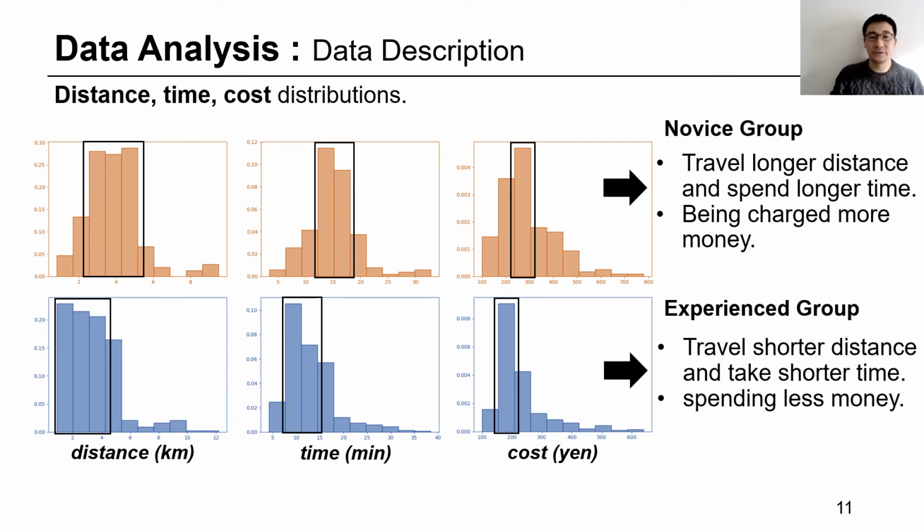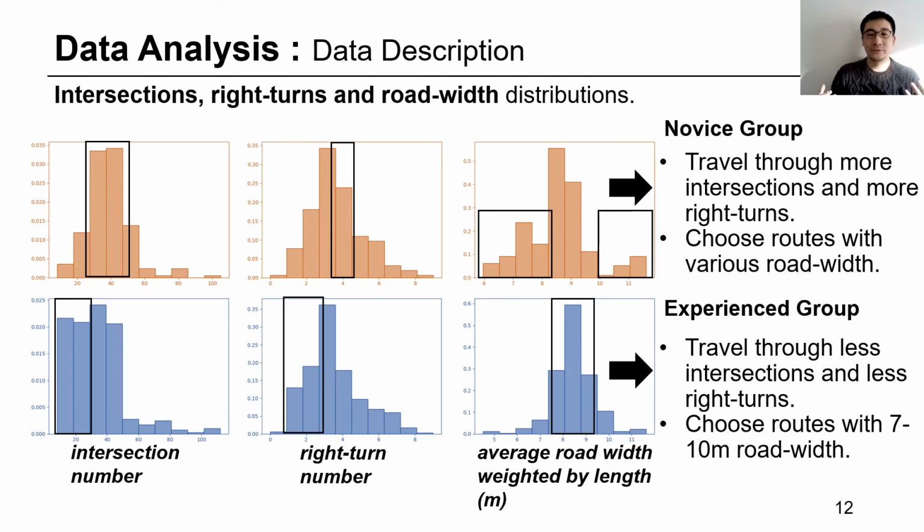The first figure shows the distance and time cost distribution between the novice group and the experienced group. It is as expected that new users travel longer distances and spend more time and more money on this service. This one shows the 2 groups' distributions on their routes' intersection numbers, right turn numbers, and the road width weighted by length. Some obvious differences could be found from the figures, but how these factors affected these drivers' route choice behavior should be explained and discussed in further steps after model estimation is done.